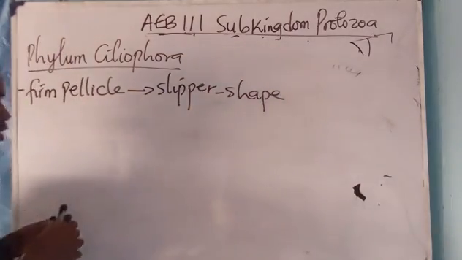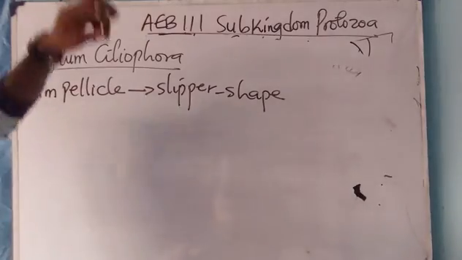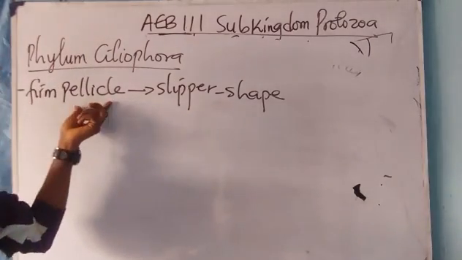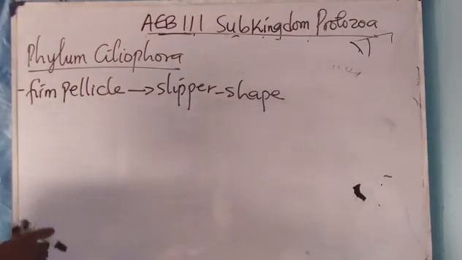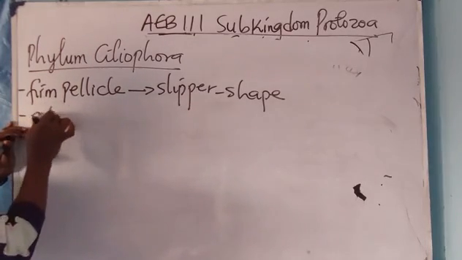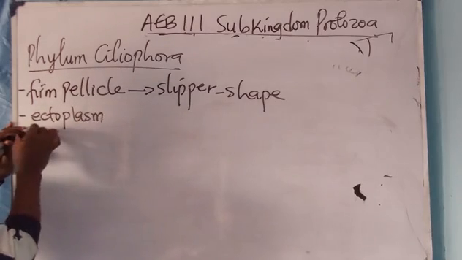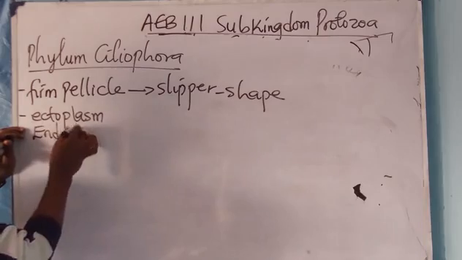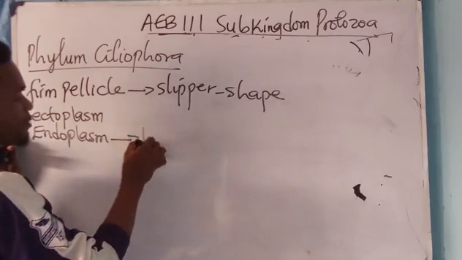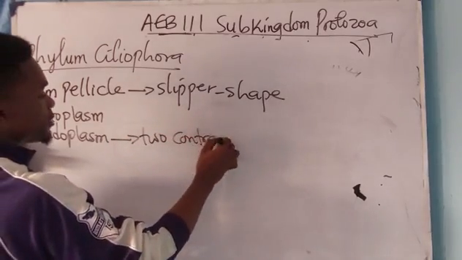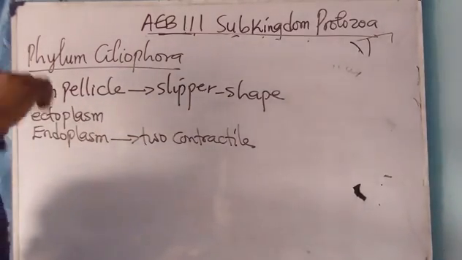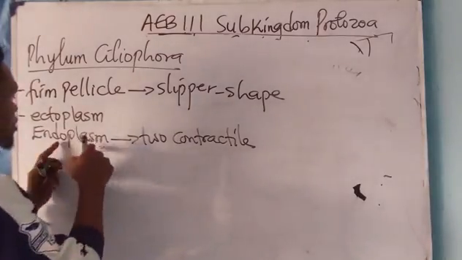The commonest member in this Ciliophora is Paramecium. Paramecium is slipper shaped, and it is this pellicle that gives it this slipper shape. Take note of that. Now, Paramecium has an ectoplasm and an endoplasm. In the endoplasm, you have the two contractile vacuoles, the anterior one and the posterior one.